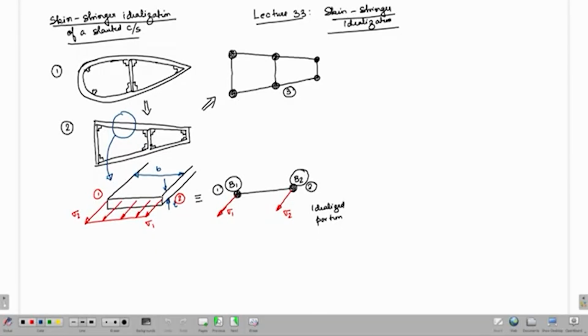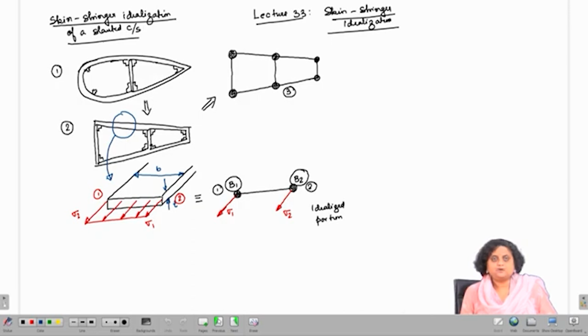Hello, welcome to the next lecture. This is going to be a continuation of the previous lecture where we were discussing how to idealize a slanted cross section, a cross section with certain slanted portion. So, let us continue from where we have left.